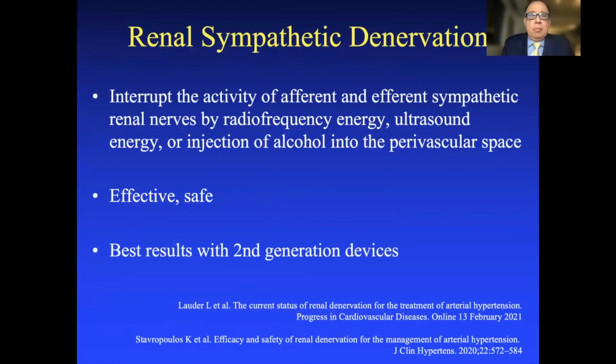The treatment at this moment is the renal sympathetic denervation. The idea is to interrupt the activity of afferent and efferent sympathetic renal nerves by the use of radiofrequency energy or ultrasound energy or injection of alcohol into the perivascular space. This is a very effective and safe treatment, but better results can be obtained if second generation devices are used, according to the recent literature.